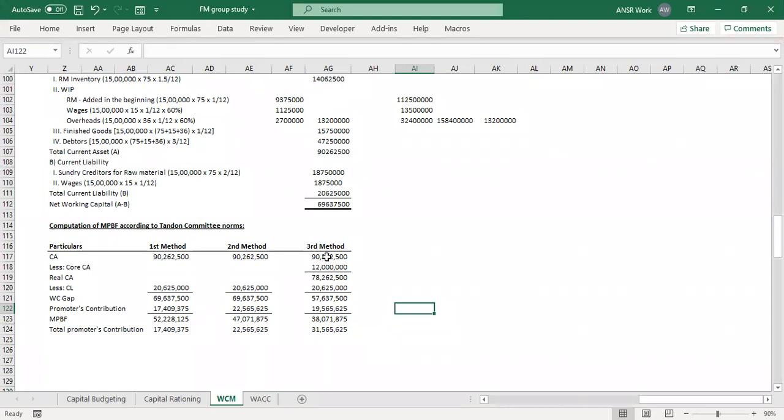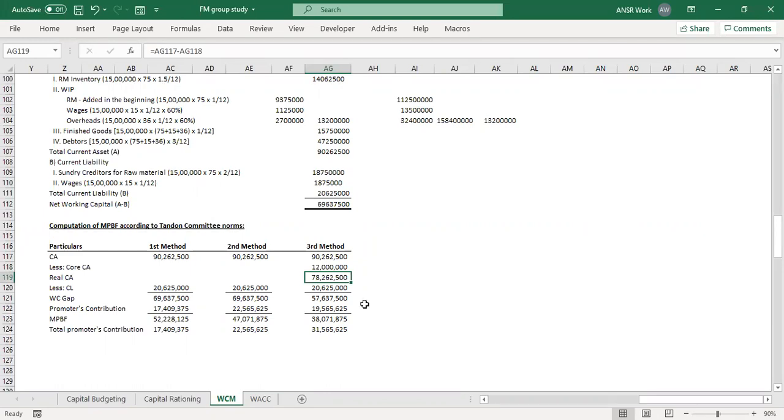Now look at this third method calculation. Current asset is 90,62,500. You deduct the core current asset and you calculate the real current asset, which is 78,62,500. Did you calculate that? Yes, I calculated that. 25% of that comes to 19,65,625. Oh, I didn't do that. I just subtracted it from working capital.